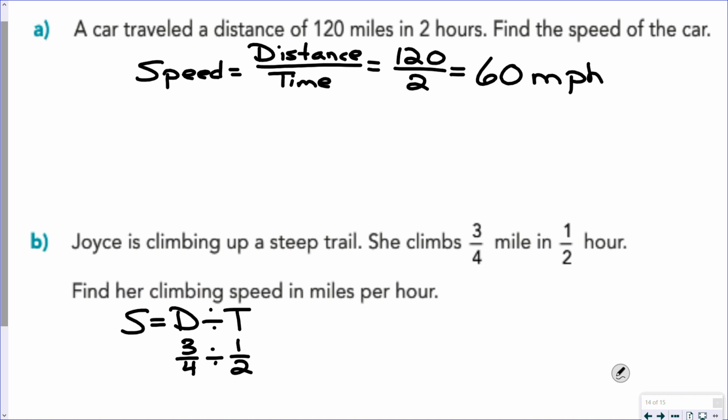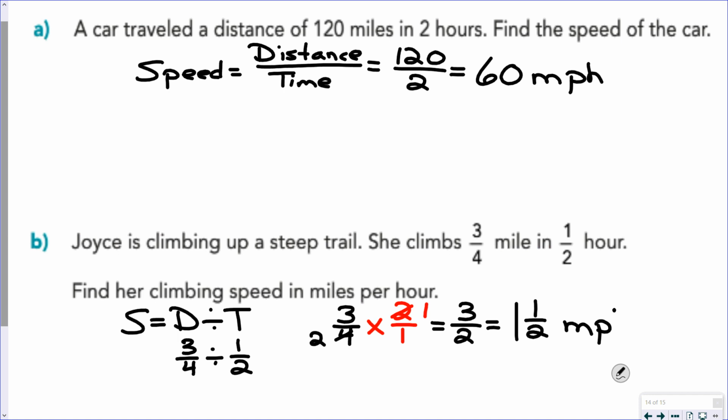And there are 3 little words. Keep, which means keep the first fraction the same. Times, which means convert division to multiplication. And turn, which means to use the reciprocal of the second fraction. And we can simplify the 2 and the 4. 2 divided by 2 is 1. 4 divided by 2 is 2. 3 times 1 is 3. 2 times 1 is 2, which would give us a speed of 1.5 miles per hour.